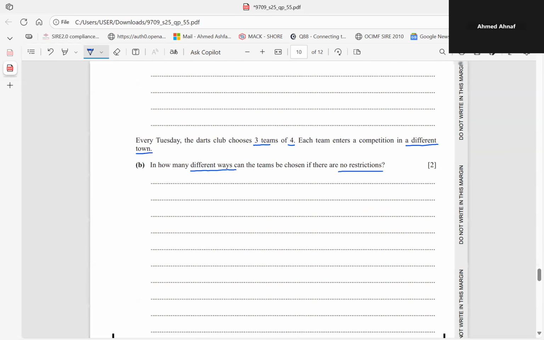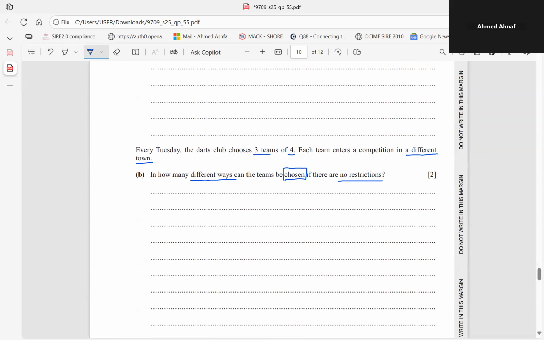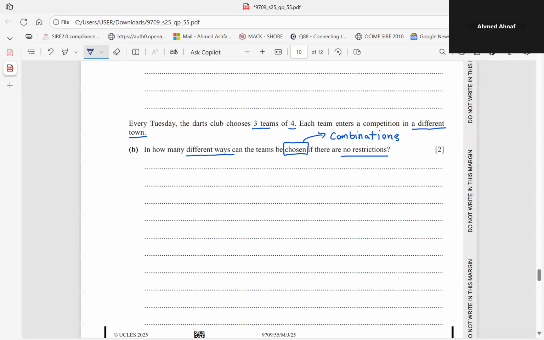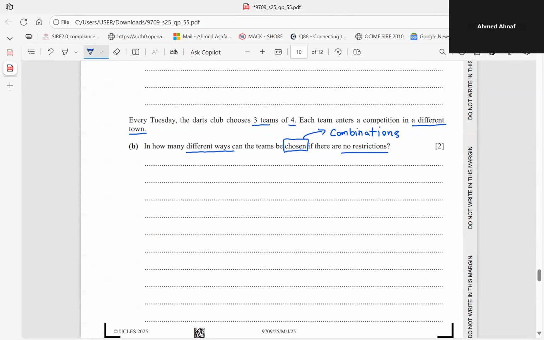Okay, so the keyword here is chosen. That means this has got to do with combinations where the order doesn't matter. So let's find the combinations. For the first team, we will have 12 people to choose from to form a team of 4. And for the second team, we already have 4 people chosen, so we'll only have 8 people remaining to choose from. So 8 choose 4. And then lastly, we'll only have 4 people to choose from, so 4 choose 4.